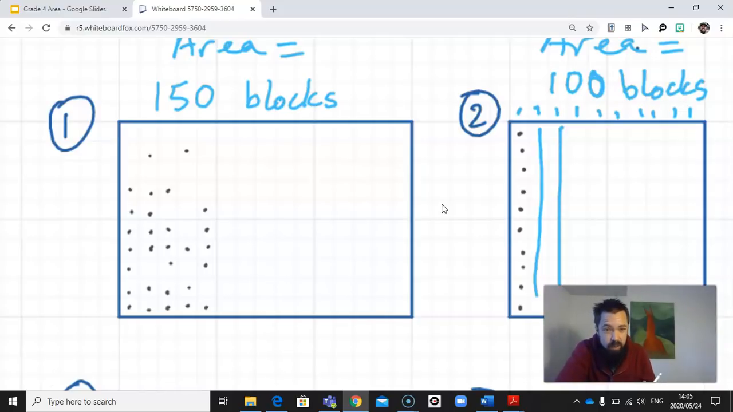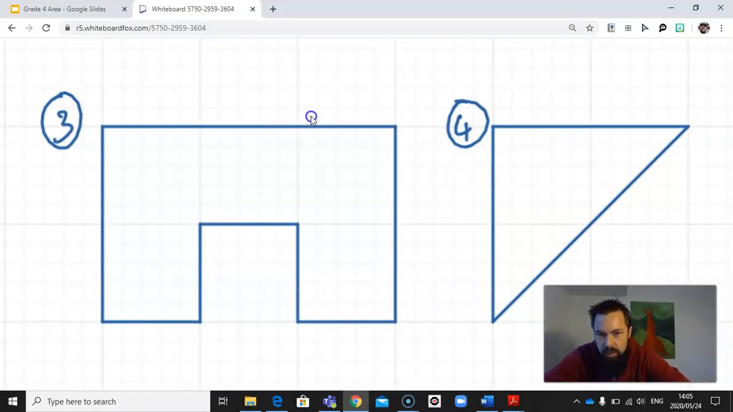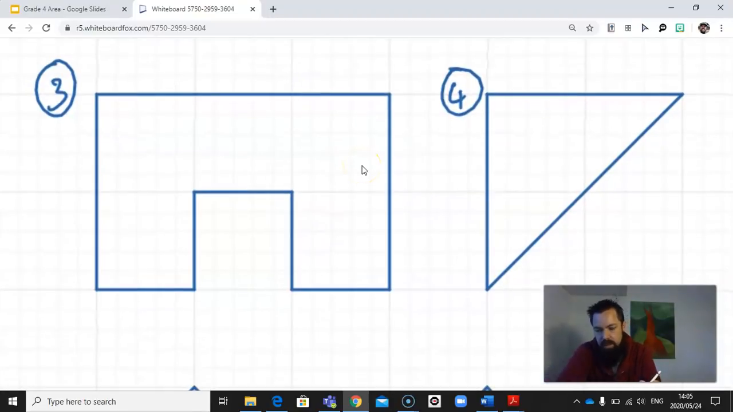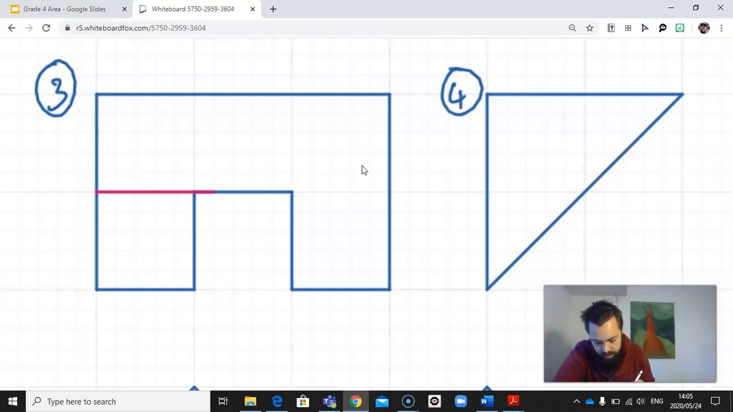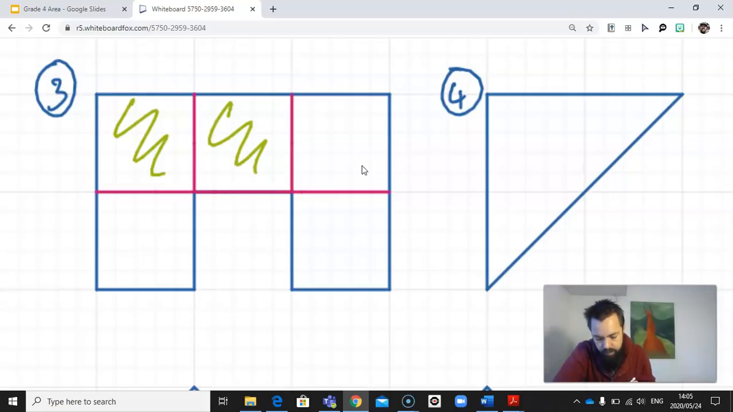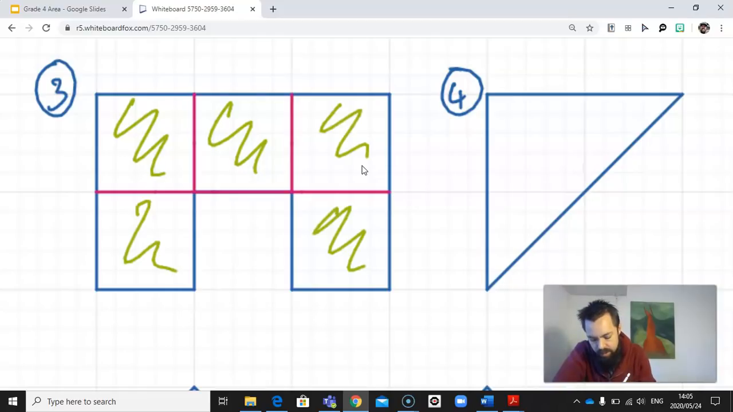So I'm not going to count the little ones again in the third and fourth one. I'm going to again look rather at the bigger squares, just to save us a little bit of time. Put my ruler on again. All right, so I have 1, 2, 3, 4, 5. So my area is equal to 5 blocks.